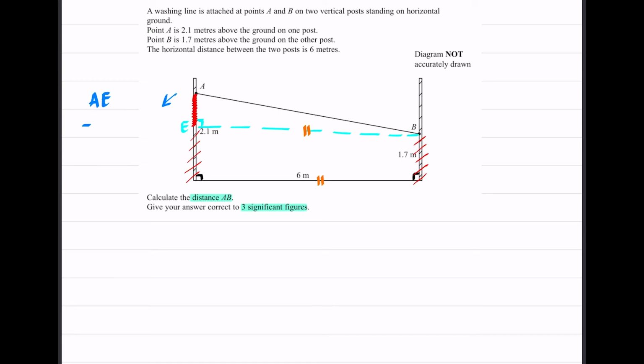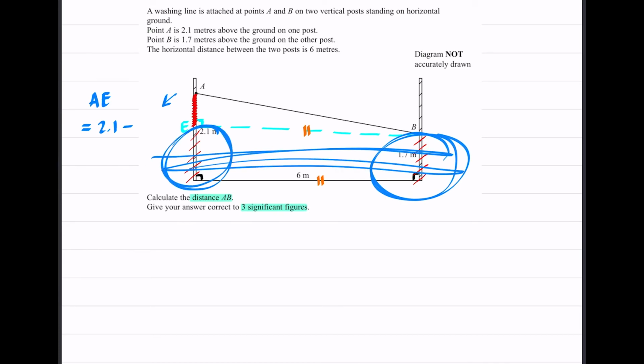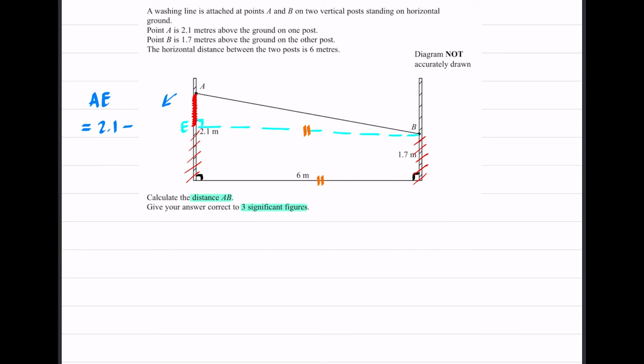Which means that line AE, E is what I've created, will be equal to the full length of that post, which is 2.1 meters, minus this part of the line, because I want to subtract that height from it. So I'm going to minus 1.7 meters from it, and that gives me AE being a length of 0.4 meters. Alright, so I'm going to start by saying create line EB because I'm putting it onto my diagram. It wasn't there to start off with.